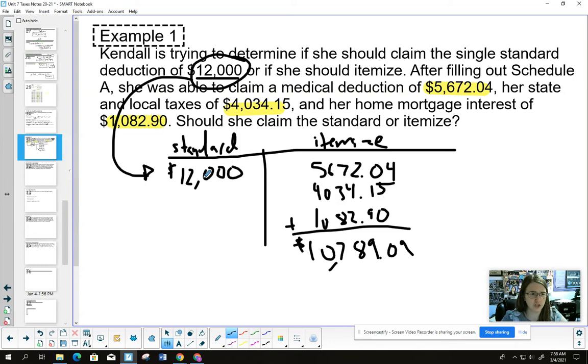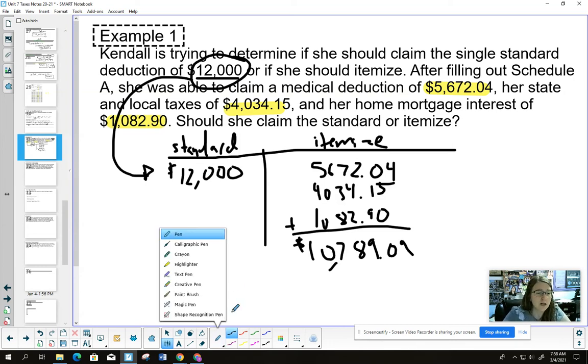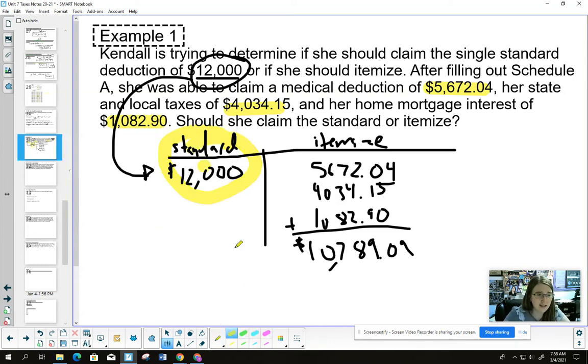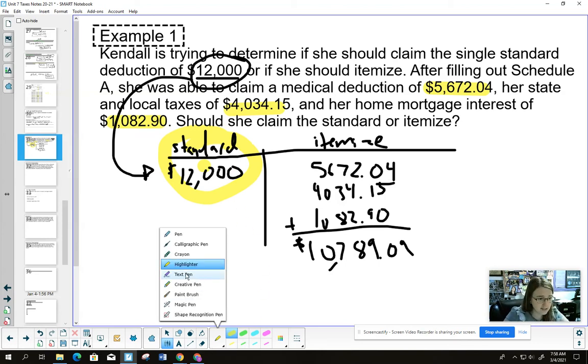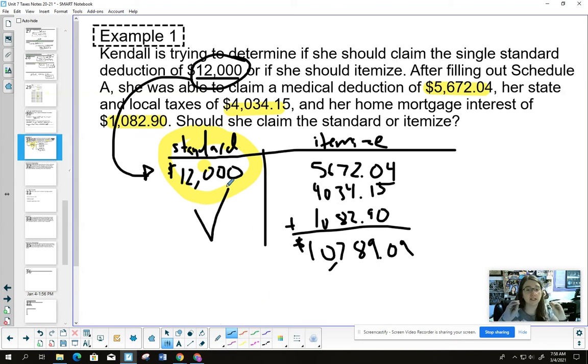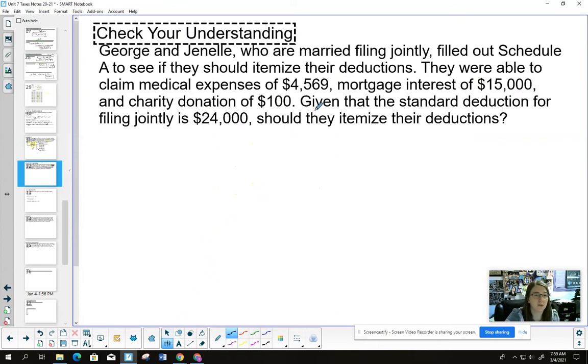What would work out better for her? Should she just do the standard or should she itemize? She should do the standard, right? That's bigger, yeah? Because you want the biggest deduction possible, right? You want the biggest amount of money that the government is going to pretend you didn't make. If possible, it would be awesome if the government pretended I didn't make any money at all, right? Because then I wouldn't pay taxes. So again, whichever is bigger, that's our answer. We have to add them together to see, but that is just it. That's our answer.